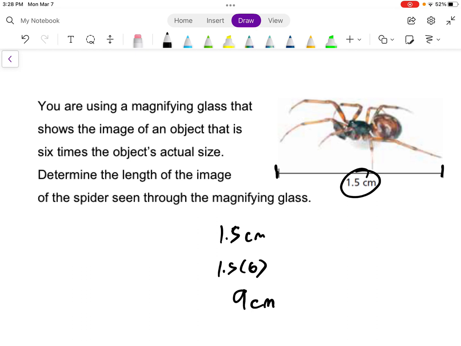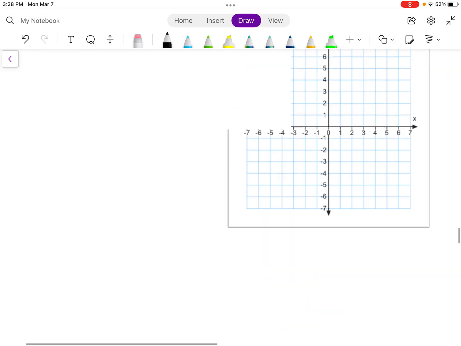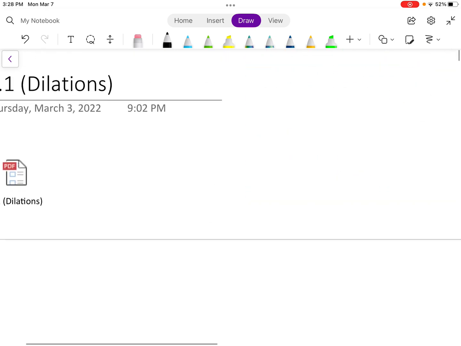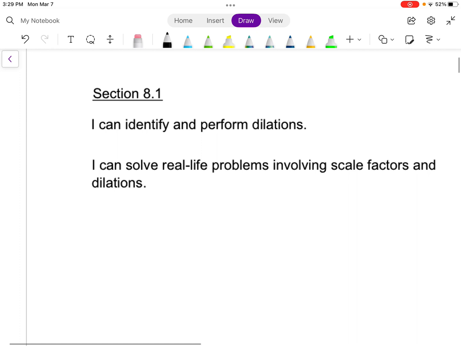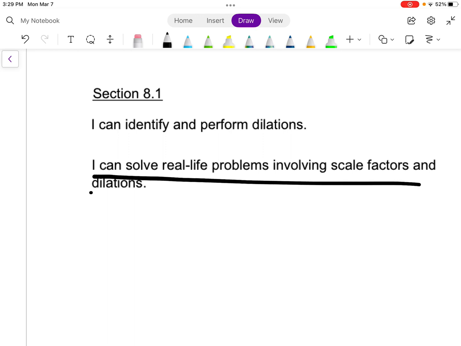But that's pretty much all it is to it. You need to be able to perform a dilation. Remember our learning goals up at the top. We want to be able to identify and perform dilations, I think we covered that, and we can do that. And then just some pretty simple problems where you're using scale factors and dilations and applying it to real life, like that magnifying glass problem we did right there. I mean, that should be everything.